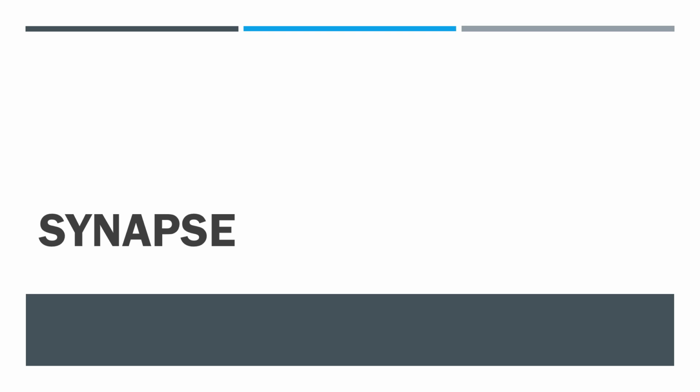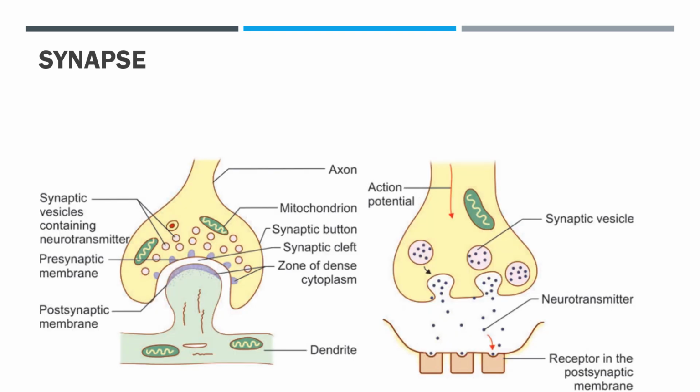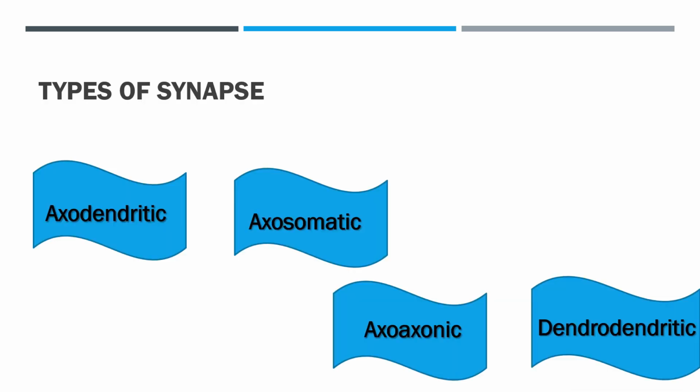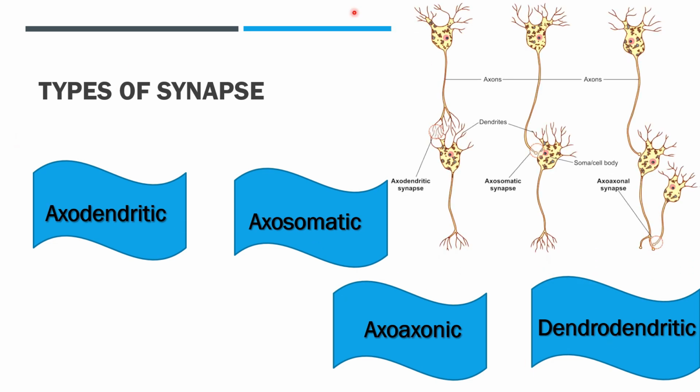So our next topic is the synapse. Synapse is the contact point between neighboring neurons for transmission of signal from one neuron to another. What are the different types of synapse? Based on the parts of the neuron that take part in the synapse, we have different types: axodendritic, axosomatic, axoaxonic, and dendrodendritic. This is a diagram showing the axons synapsing with the dendrites.